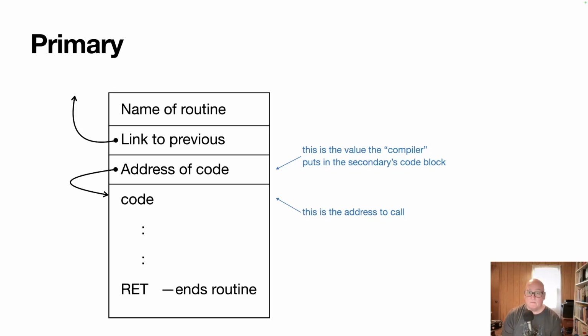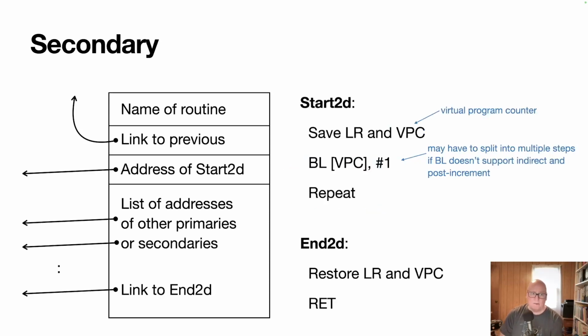On the side in blue, the address of code points to the code block. We haven't touched the compiler at all yet, but when it's building up programs with the secondary, that's the address it's going to put in the secondary that's calling this code. The actual address is the address of the starting point of the code, not the address of that pointer.